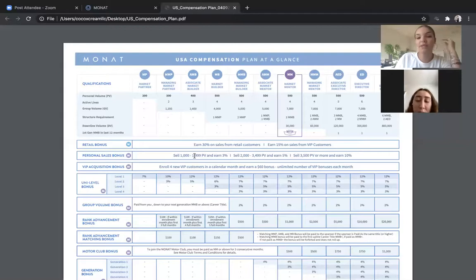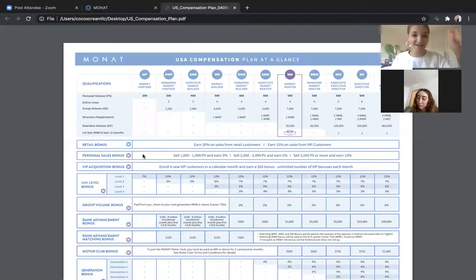So essentially, if you sell anything from 1,000 to $2,999 in sales personally, you'll get an additional 3%. Anything under the $3,499, you're going to get an additional 5%, and 3,500 plus PV, you get 10%. So that's an additional $350 a month, sis, if you sell $3,500 worth of just products. A lot of people are like, well, the only way you can make money in this business is if you have a team. Not necessarily. There's a lot of money to be made in just personal sales. So if you're good with the product, social selling, all that good stuff, there is money to be made.